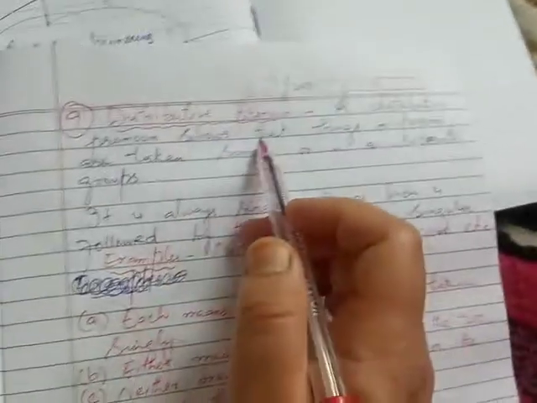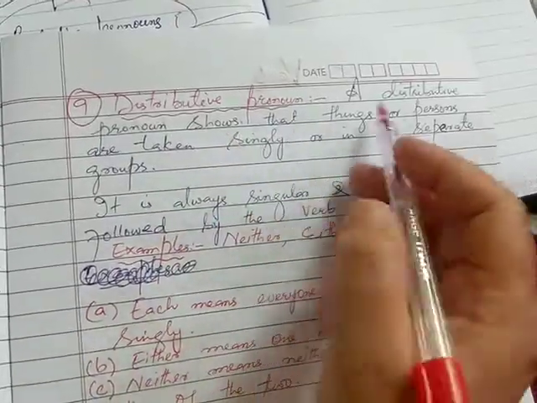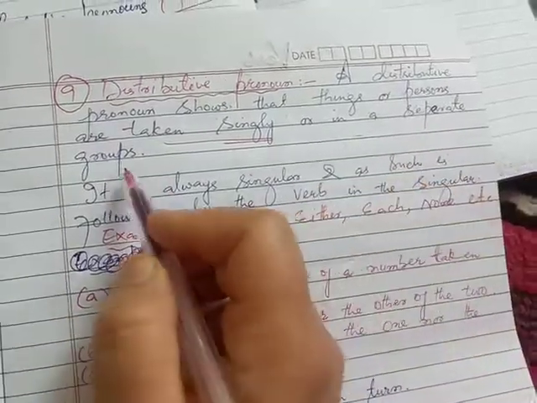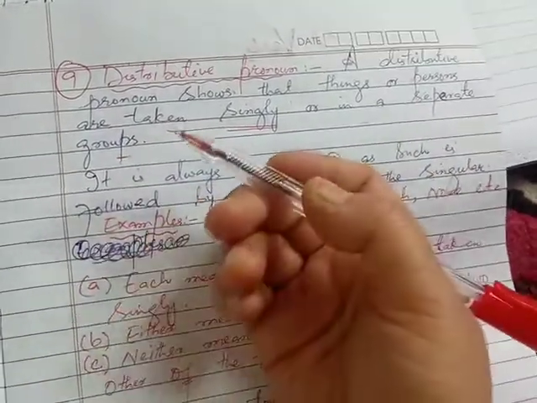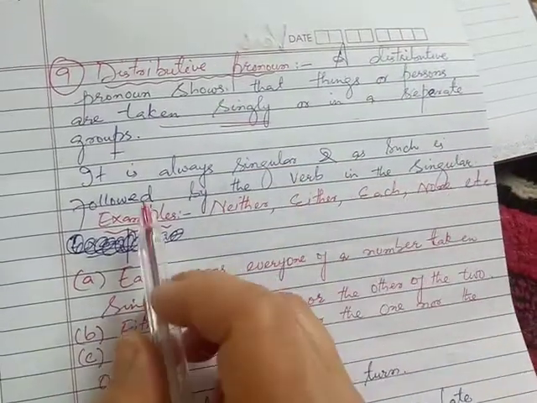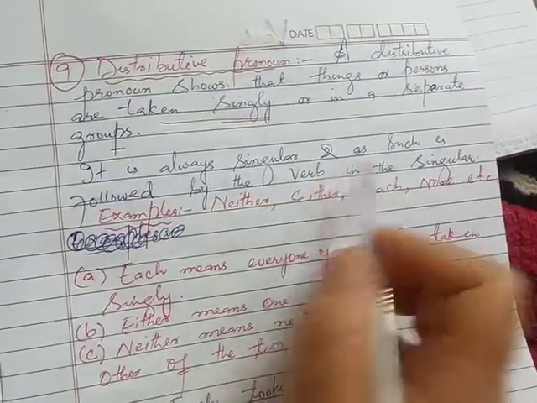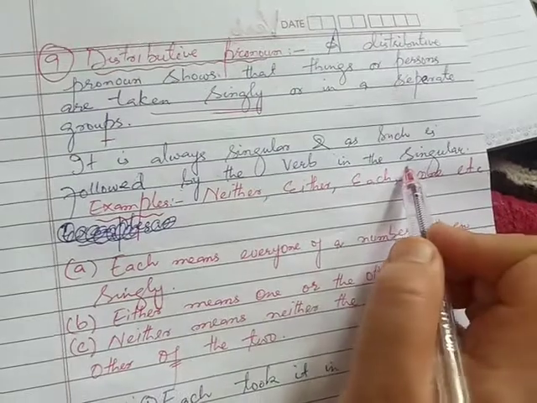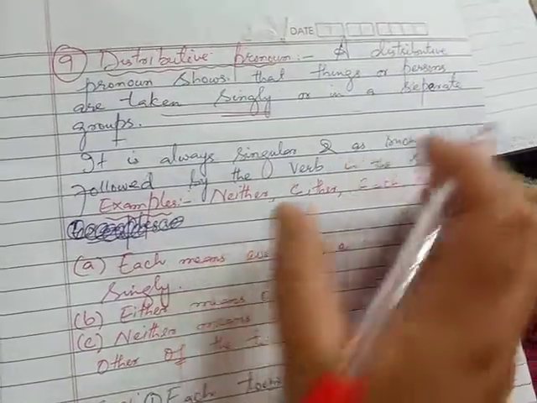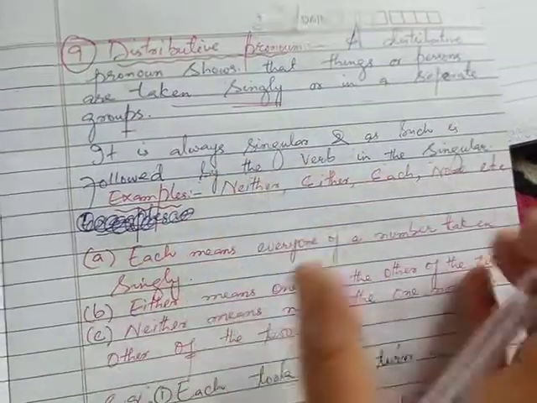Now the last one, the ninth: the distributive pronoun. A distributive pronoun shows that things or persons are taken singly or in a separate group. Whether the things are taken singly or in a separate group, distributive pronouns tell us about that. It is always singular and as such is followed by a verb in the singular. So the verb used with these distributive pronouns is always singular.